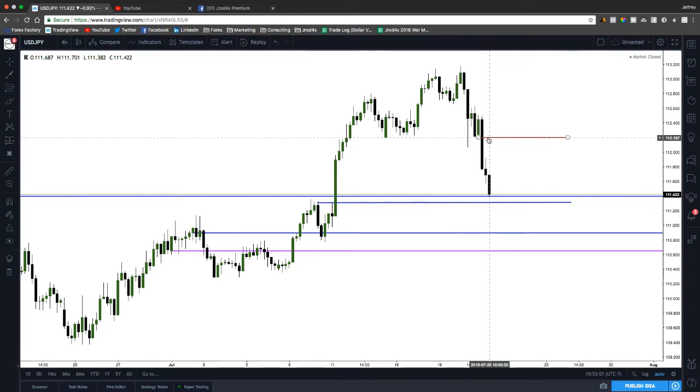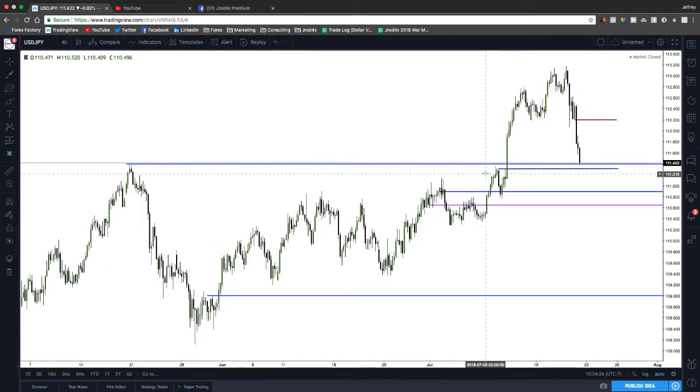So I have all these levels marked out on my charts, and these are the ones that I'm going to be watching for this week, where I'm going to be looking to be a buyer and a seller, depending on the pair that we look at.